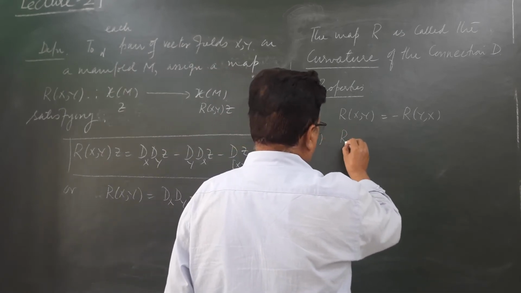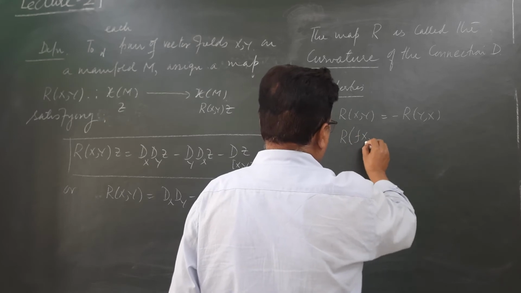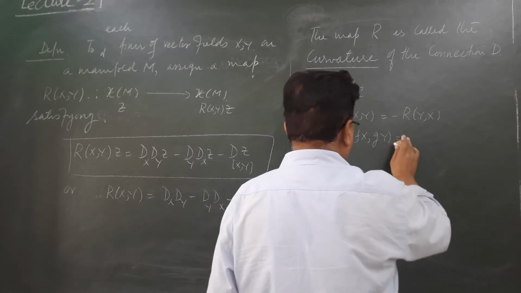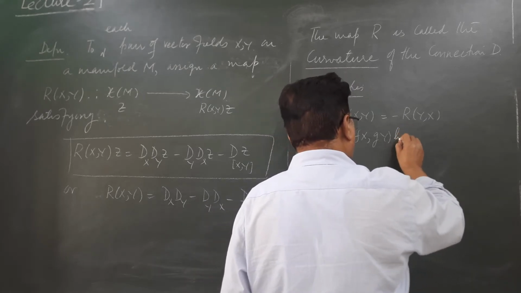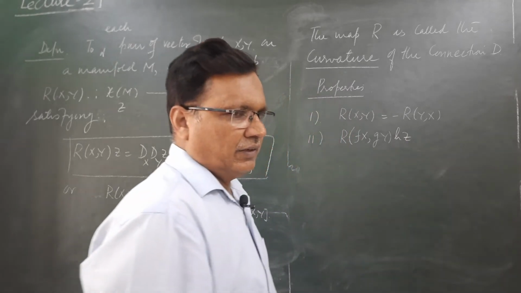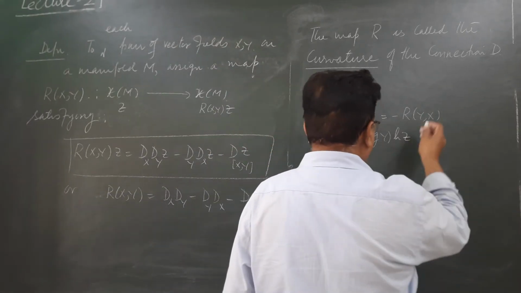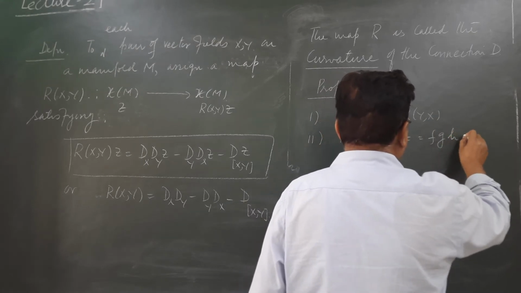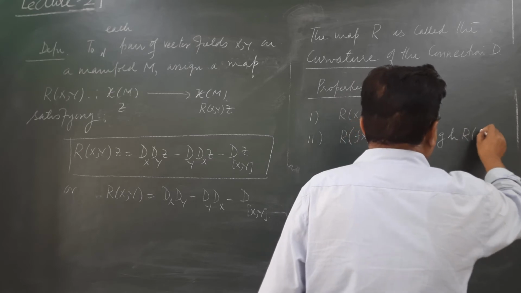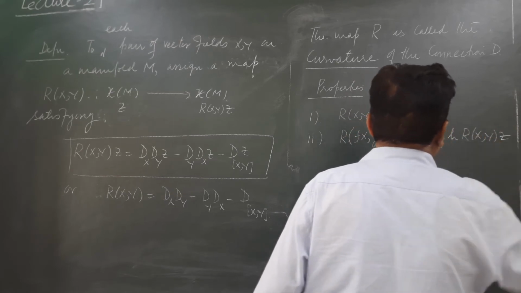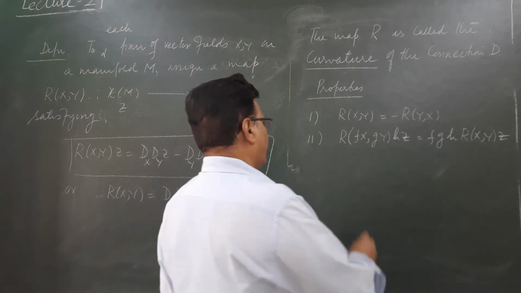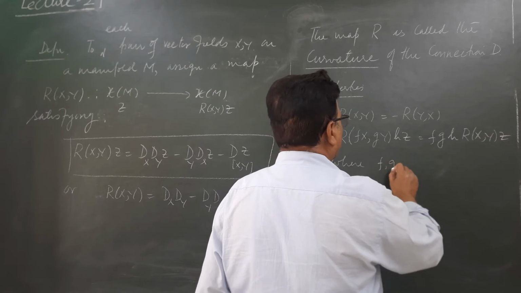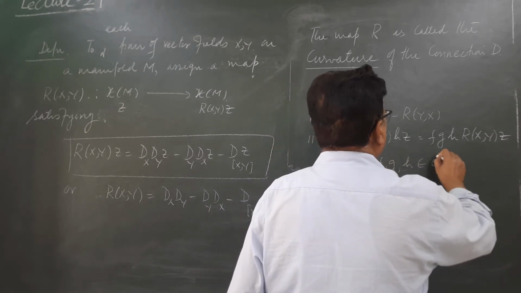And number two, these are the two main properties. Number two, if you substitute x and y by fx and gy, and if you put h over here, there are three vector fields that are associated. So all of them will come out. F will come out, G will come out, the function H will come out, and R of x, y, z. Where F, G and H belong to C infinity M.